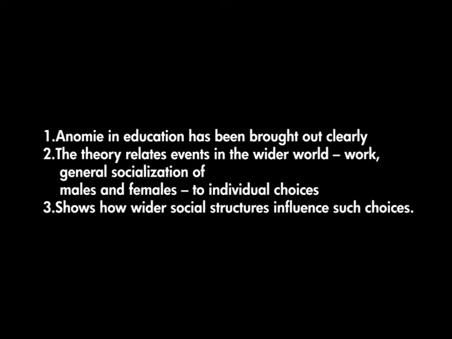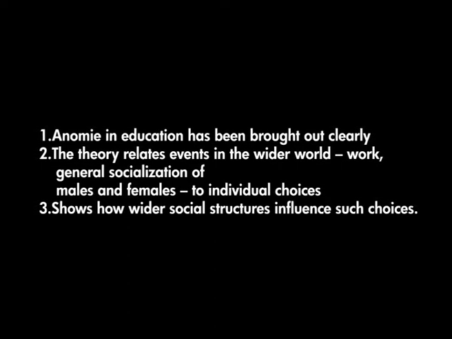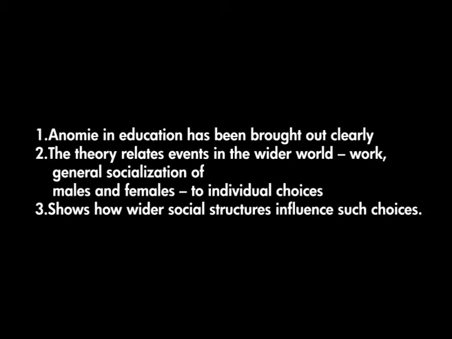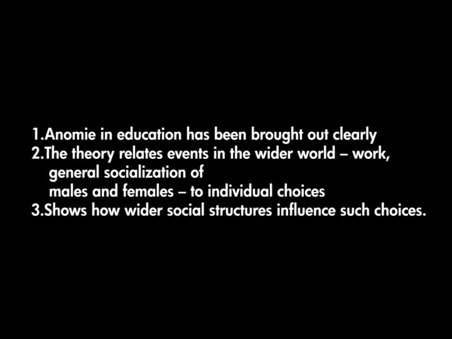Anomie in education has been brought out clearly, and the theory relates events in the wider world, work, and the general socialization of males and females to individual choices, and shows how wider social structures influence such choices. A lot of limitations and criticisms were raised over the theory of crime, which highlight that not all crimes are understandable using Merton's theory.